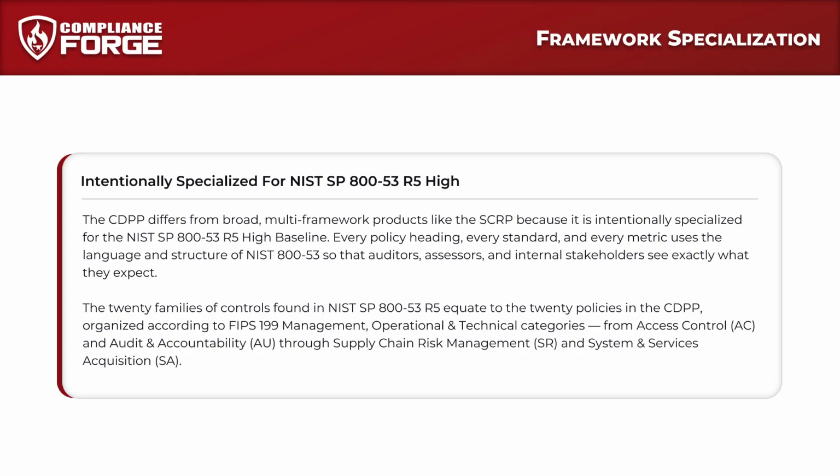The CDPP is intentionally specialized for the NIST 853 Revision 5 High Baseline. Every policy heading, every standard, and every metric uses the language and structure of NIST 853 so that auditors, assessors, and internal stakeholders see exactly what they expect. The 20 families of controls found in NIST 853 equate to the 20 policies in the CDPP, organized according to FIPS 199 management, operational, and technical categories, from access control and audit and accountability, through supply chain risk management and system and services acquisition.